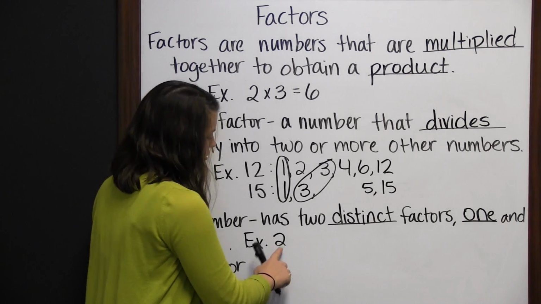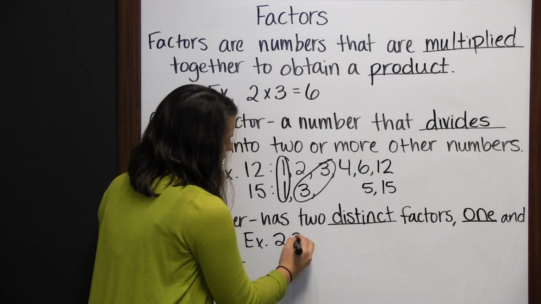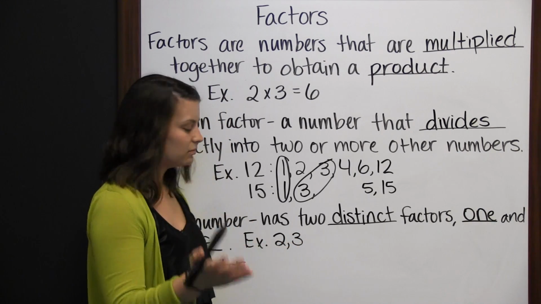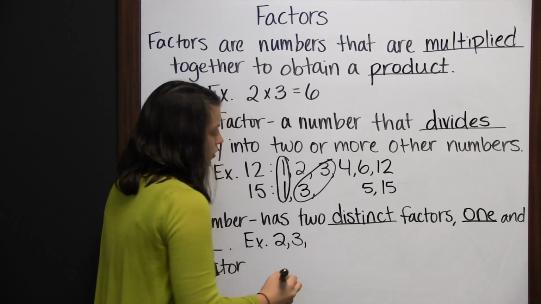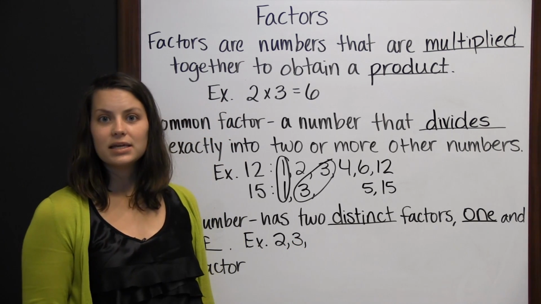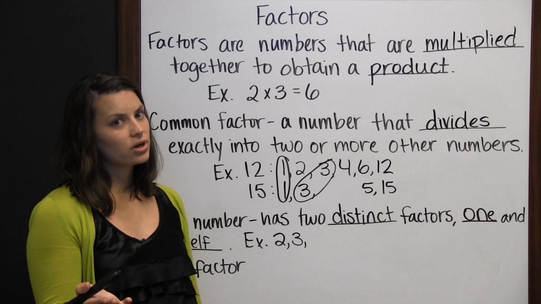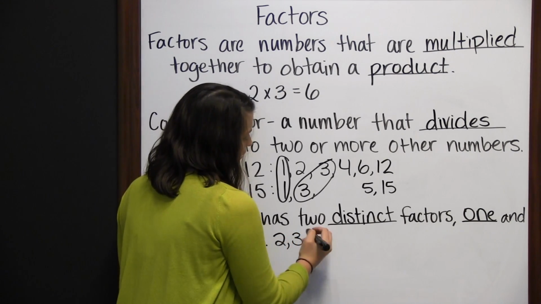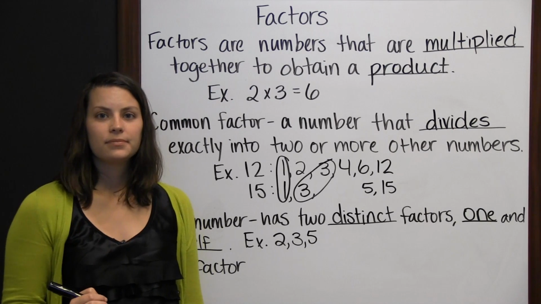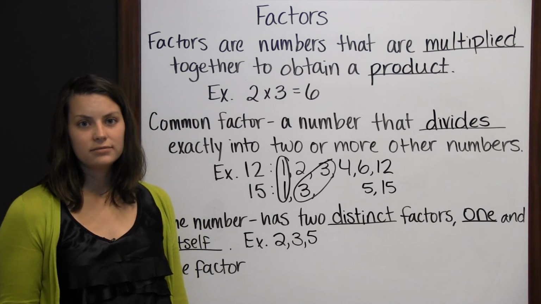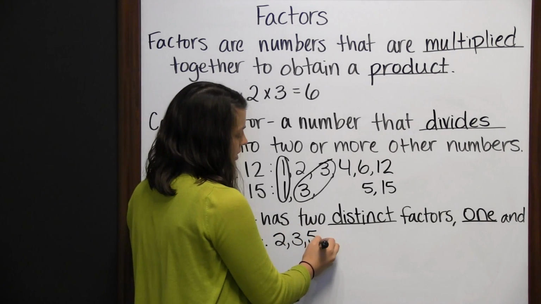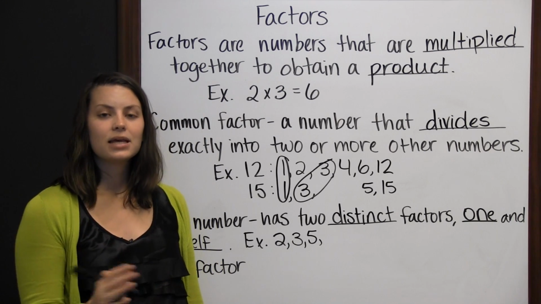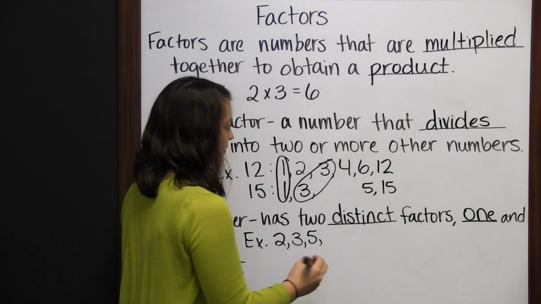So 2 would be the first prime number, then 3, because 3 has only 2 factors. 1 times 3 is 3. 4 would be composite, since 1 times 4 is 4, and also 2 times 2 is 4. 5 would be prime. Its only factors are 1 and 5. 6 would be composite. 1 times 6 is 6, and 2 times 3 is 6.